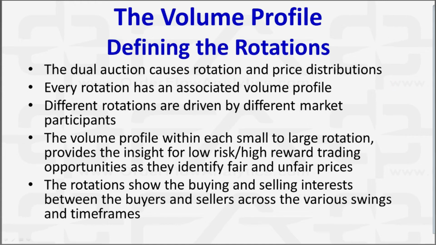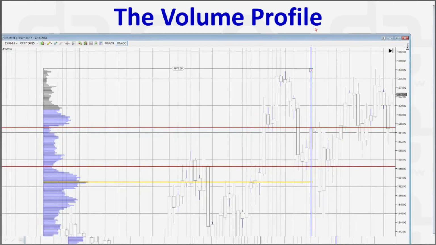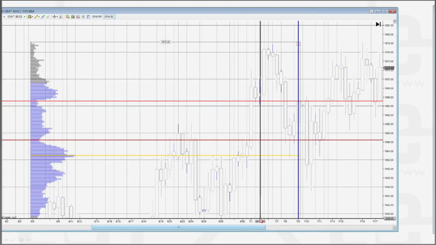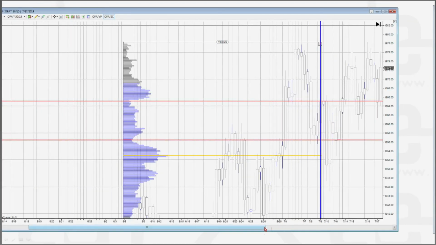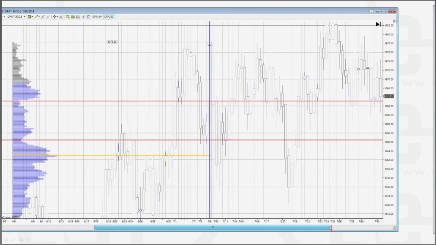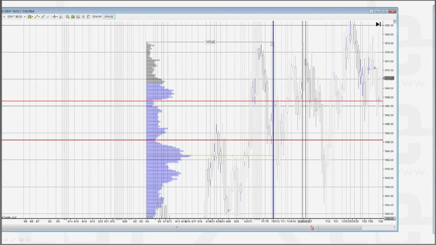So those are the rotations, and that's how we start to use volume profile as it develops. The next thing that I would do in this, there's my volume profile. Next thing I would do is, let me scrunch this up a little bit more.